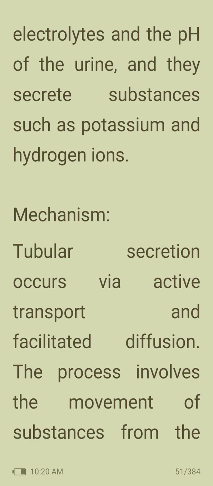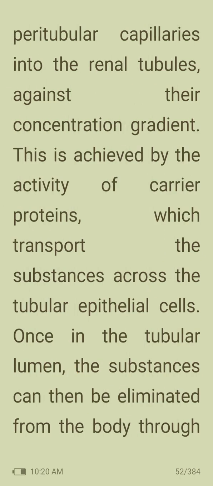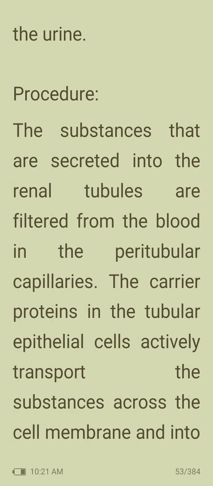Tubular secretion occurs via active transport and facilitated diffusion. The process involves the movement of substances from the peritubular capillaries into the renal tubule against their concentration gradient. This is achieved by the activity of carrier proteins, which transport the substances across the tubular epithelial cells. Once in the tubular lumen, the substances can then be eliminated from the body through the urine.